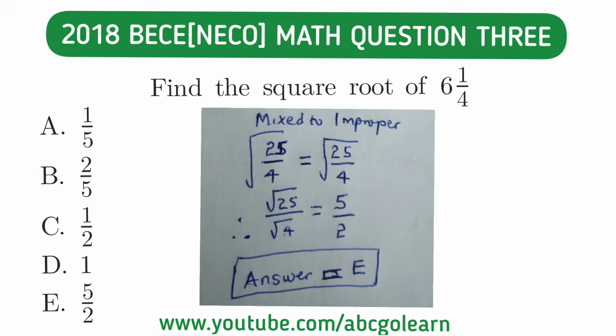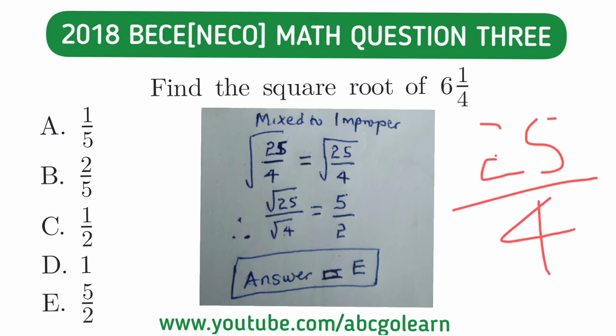24. 6 times 4 will give us 24. So 24 plus 1 will give us 25. So that's 25 over 4. After you've gotten 25 over 4, the next thing is to look for the square root.